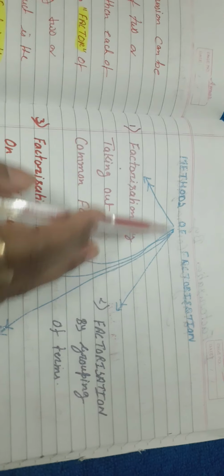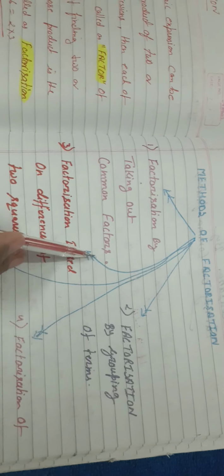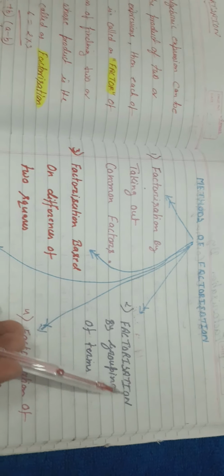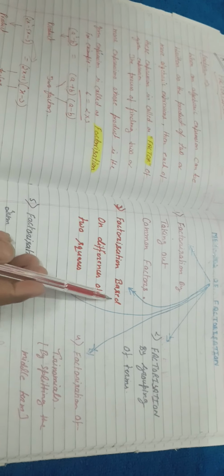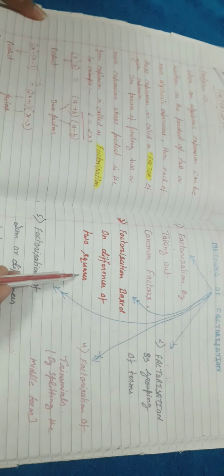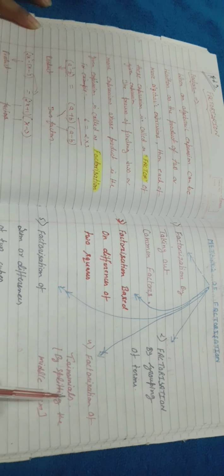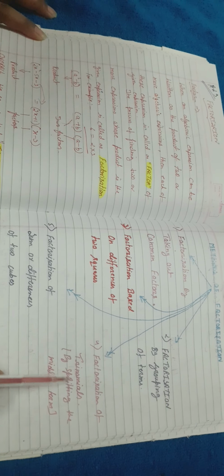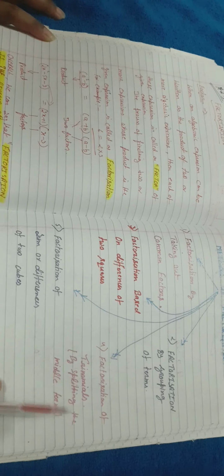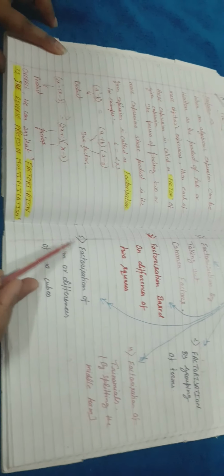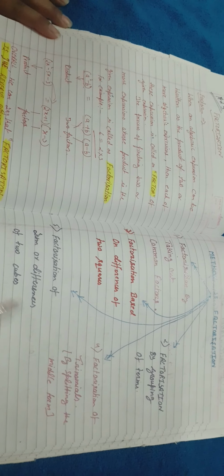Now, different methods of factorization. First is factorization by taking out common factors. Second is factorization by grouping of terms. Third method, factorization based on difference of two squares. Fourth method is factorization of trinomials. I hope you have learned about binomials, polynomials, trinomials in junior class. In this method we will use splitting the middle term. Fifth method is factorization of sum or difference of two cubes.